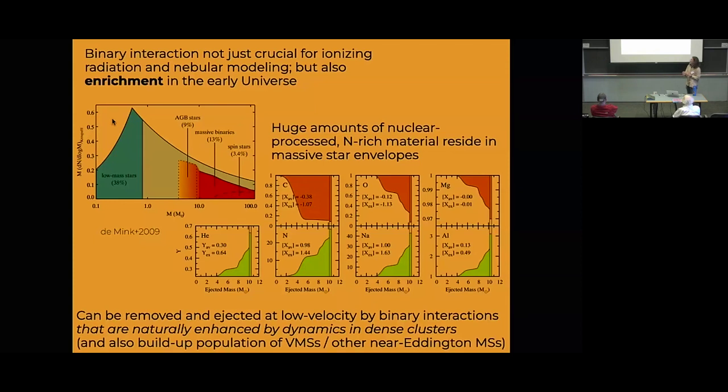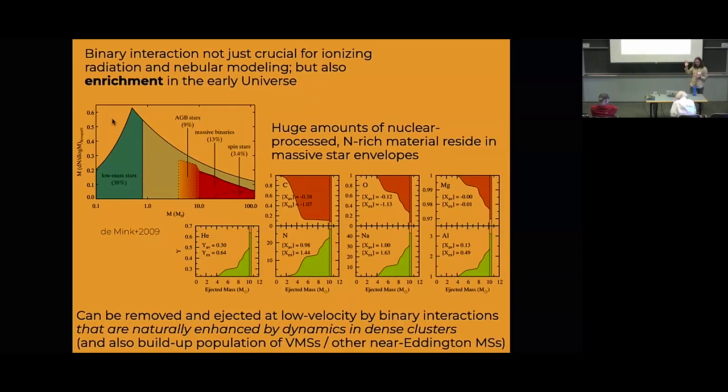Is that the idea? Yes, exactly, and it's one that is conveniently also very easily enhanced by dynamics. If you have a population of binaries in a very dense cluster, three-body interactions are going to harden all of your binaries and make it much more likely that they're going to interact and go through this process, because depending on the initial binary population, not all of these are actually going to fully strip.